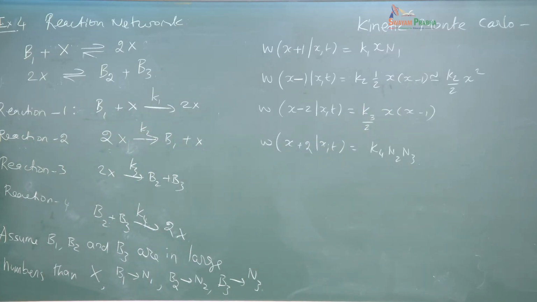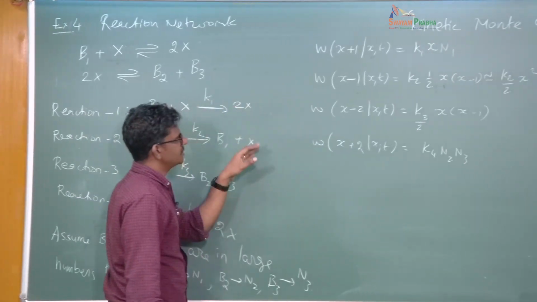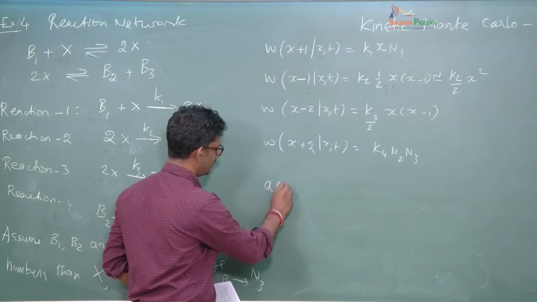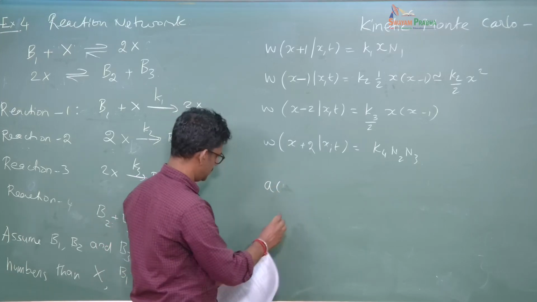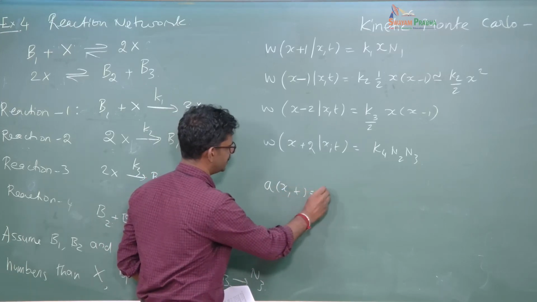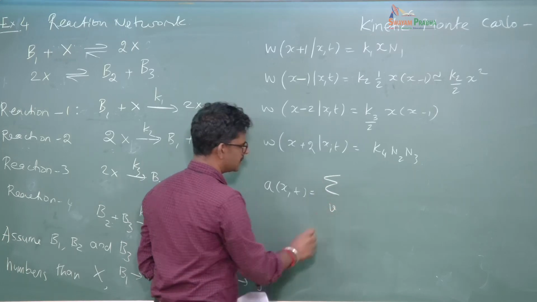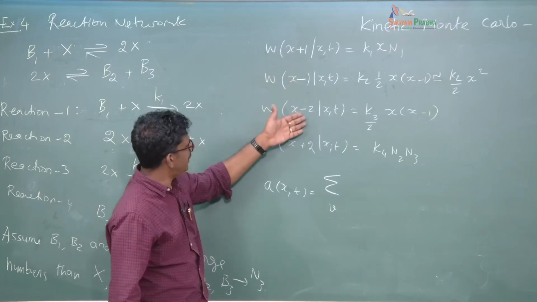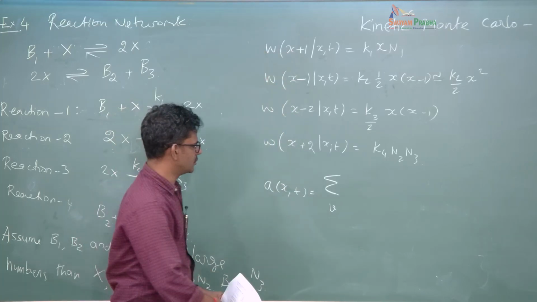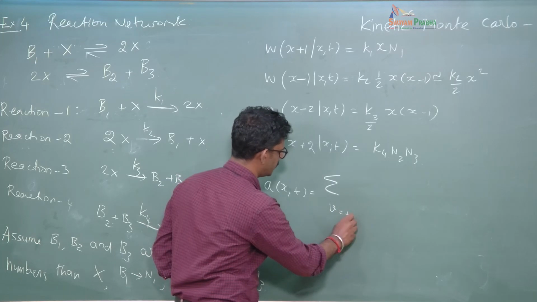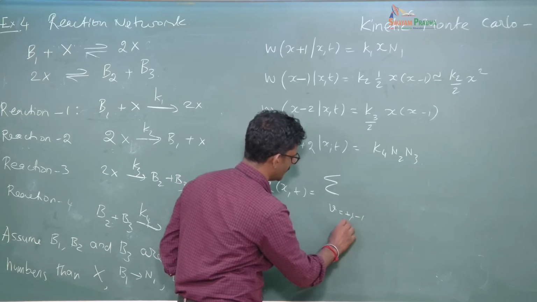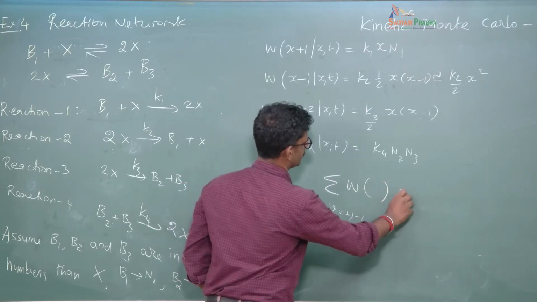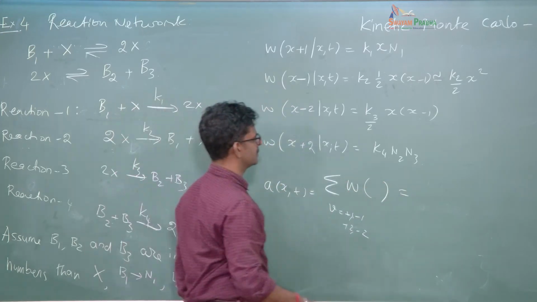So the first step is to define the reactions and then the rates, and then we can go about calculating the total rate A of X comma t, which is nothing but the sum over all possible states nu. You can see nu can be +1, -1, -2, +2, all these possibilities. So here it is going to be summed over +1, -1, +2, -2 of all these W's, which is basically the sum of all these things.